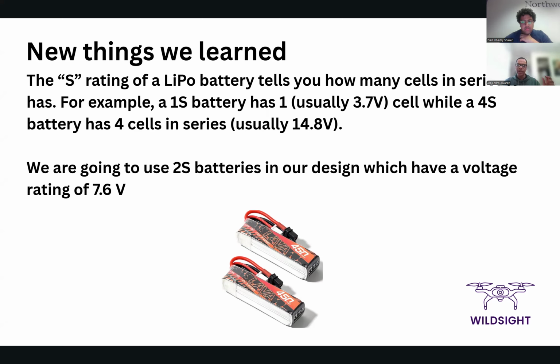So for example, a 1S battery has only one cell, which is just 3.7 volts, while a 4S battery has four cells in series, which is about 14.8 volts. For our design, we got 2S batteries, which is what our motors are rated for, and they have a maximum capacity of 7.6 volts, but we should be able to run them at just 7.4.